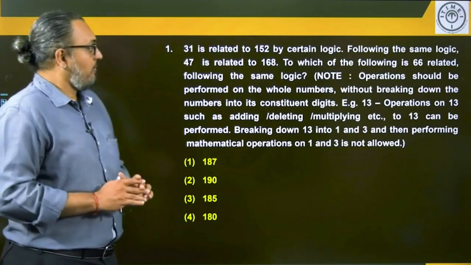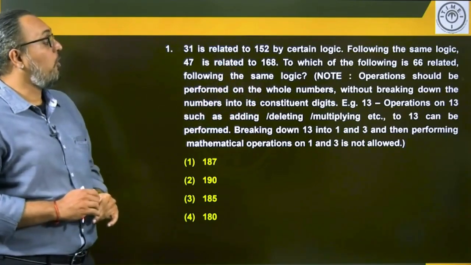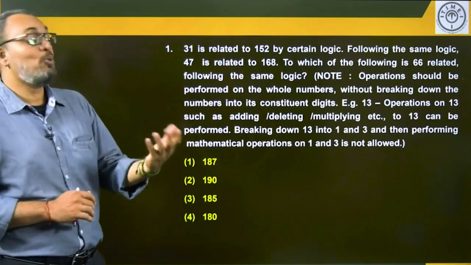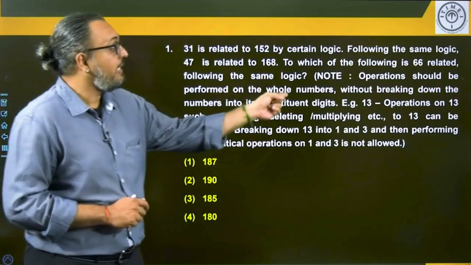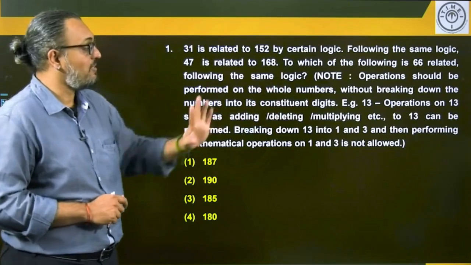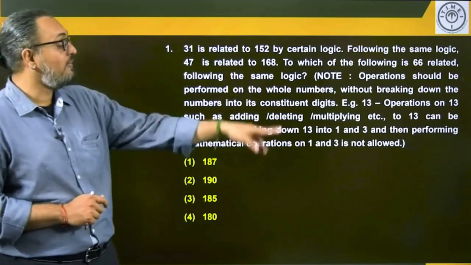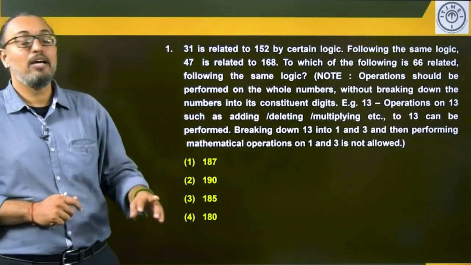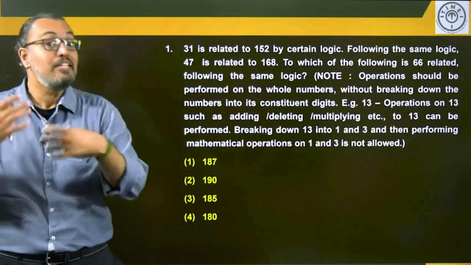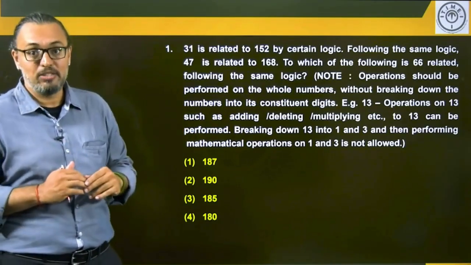Okay? Right. So, there is a note given. Operations should be performed on the whole numbers without breaking down the numbers into its constituent digits. That is, operations on 13 such as adding or deleting or multiplying etc. to 13 can be performed. Breaking down 13 into 1 and 3 and then performing mathematical operations on 1 and 3 is not allowed. Means you should not look at them as digits. You have to look at them as numbers only is what he is trying to explain here.